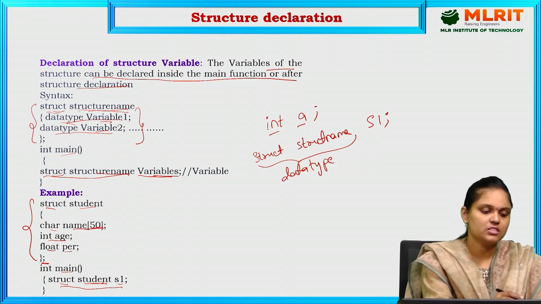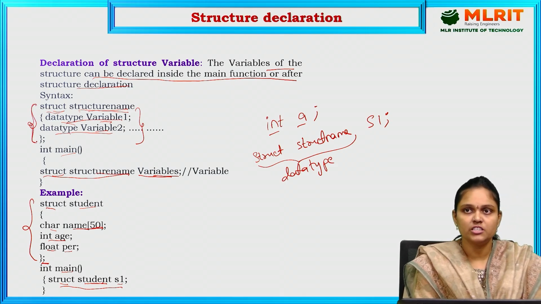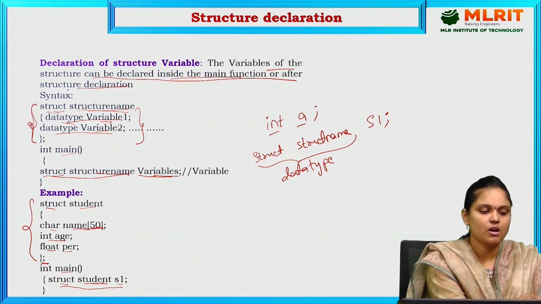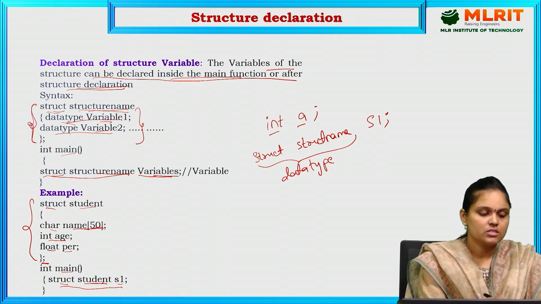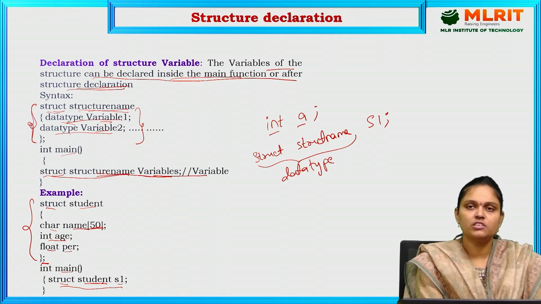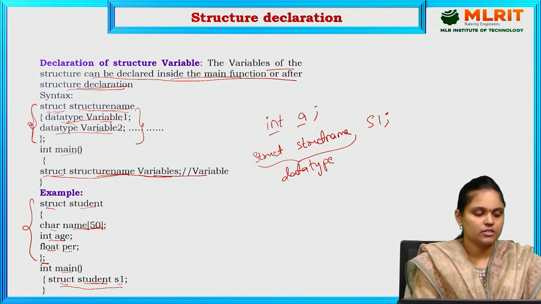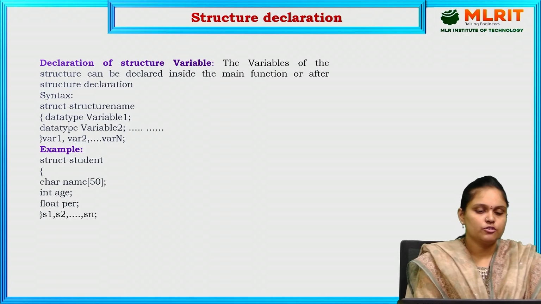So this structure declaration is common for every structure, but the variable declaration is different. So we can see here, we can declare inside the main function, and also after the structure declaration we can do it. So inside the main function we are creating that structure variable. Now, after the declaration, we'll check the syntax of that particular structure. So, declaration of a structure variable.